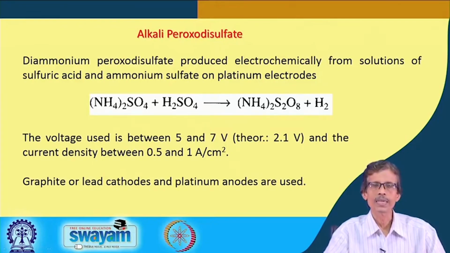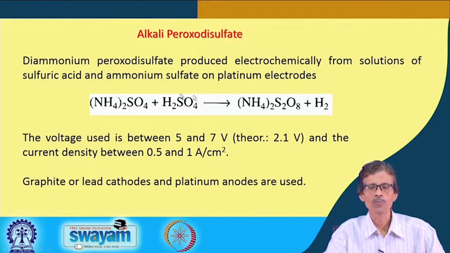Earlier we have seen the different techniques for making hydrogen peroxide and their corresponding salts like sodium peroxide or potassium peroxide. In this particular case, how do we do that? We simply go for electrochemical oxidation from solutions of sulfuric acid and ammonium sulfate on platinum electrodes. The electrochemical production gives rise to the 1:1 reaction between ammonium sulfate and H2SO4, giving diammonium persulfate or diammonium peroxo disulfate.